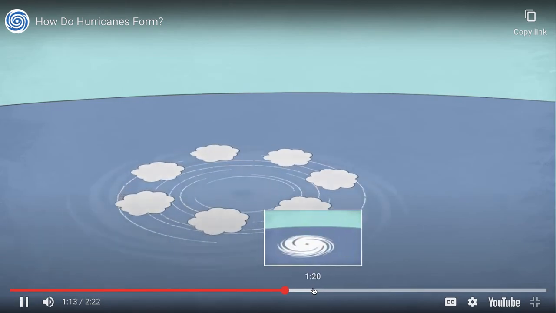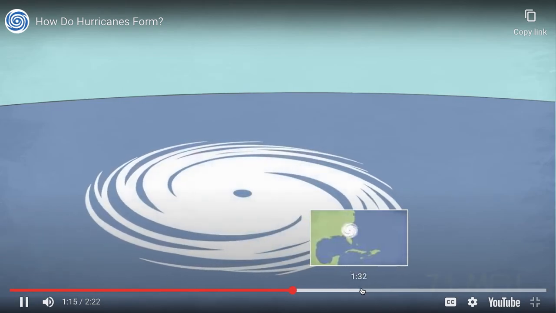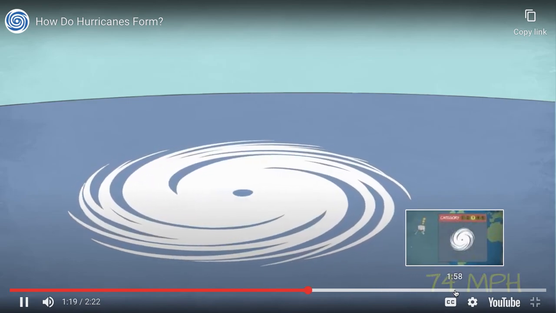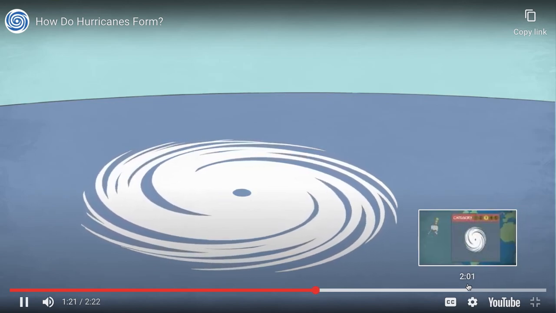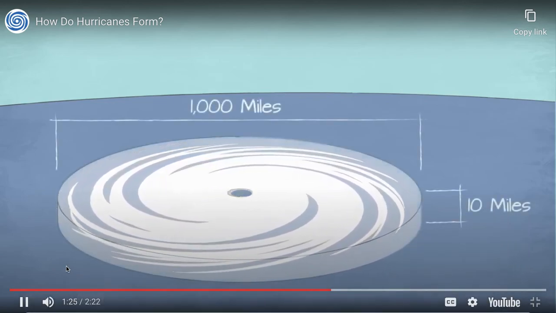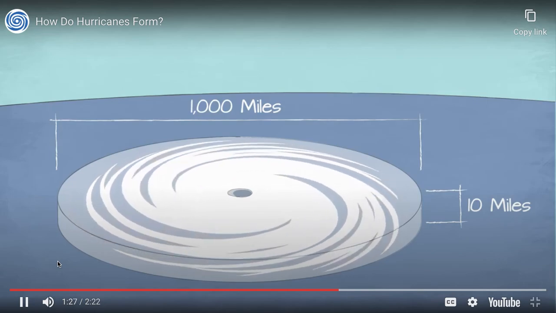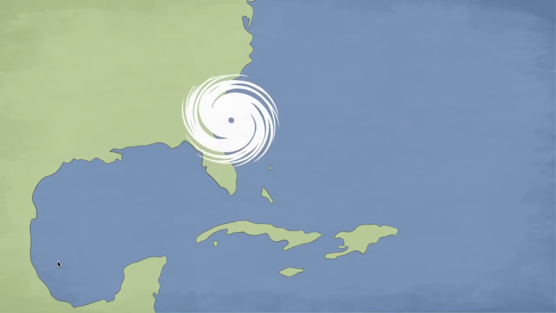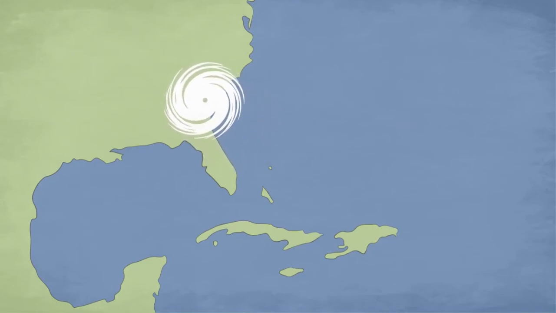Big thunderstorm clouds. Once the spinning winds reach 74 miles per hour, the storm has officially become a hurricane. Hurricanes are huge. They can be 10 miles high and over 1,000 miles across. Once a hurricane hits land, it runs out of warm, moist air and its winds begin to weaken.